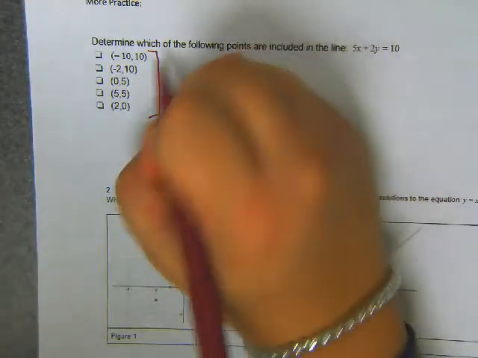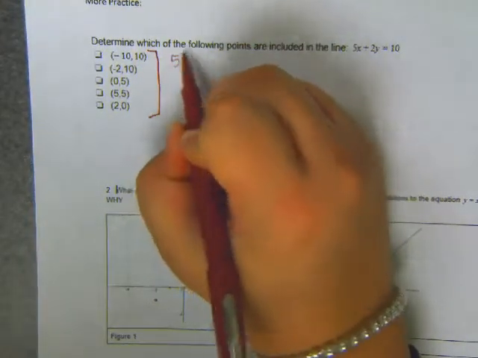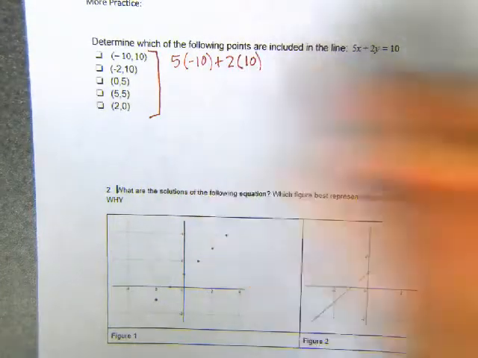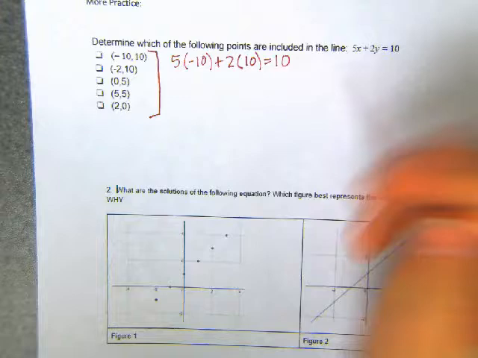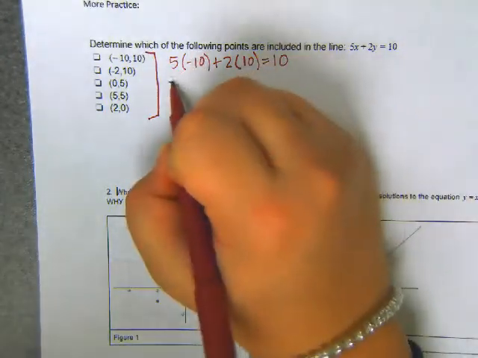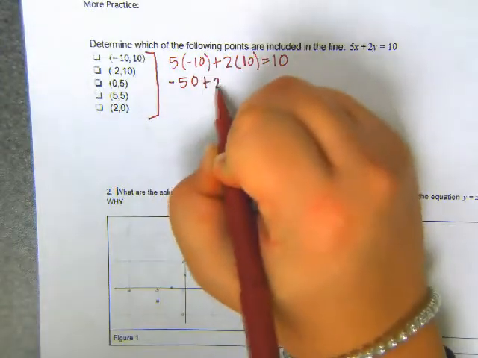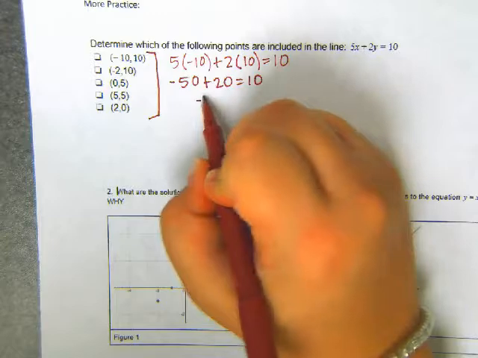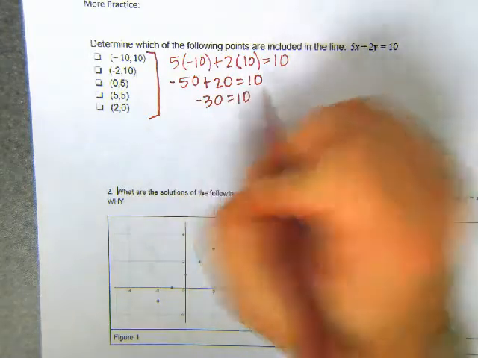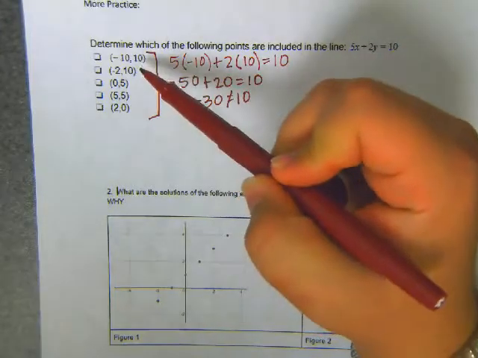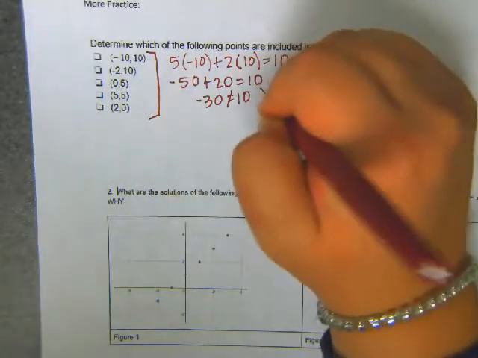So the first point is negative 10, 10, so we have 5 times negative 10 plus 2 times 10 equals 10. So the goal is to solve this, and hopefully we get 10 equals 10. So this gives me negative 50 plus 20 equals 10, and negative 50 plus 20 is negative 30, which does not equal 10, so then that means that the first point, negative 10, 10, is not a solution.